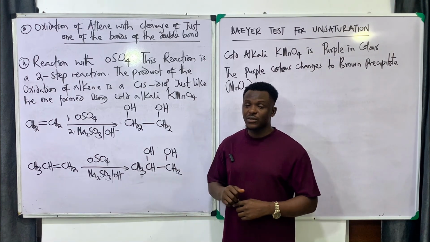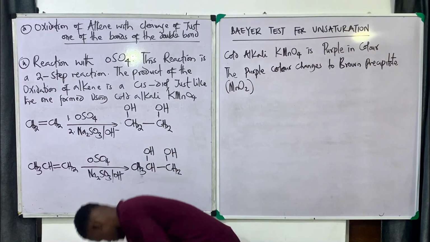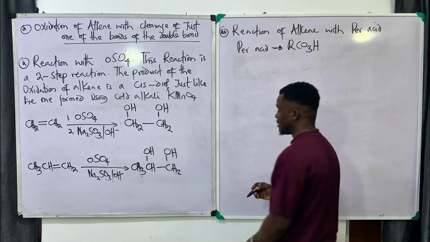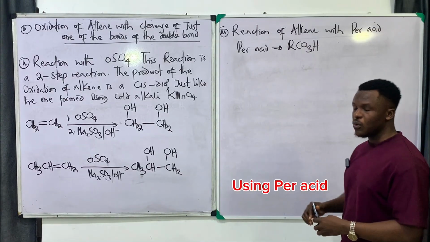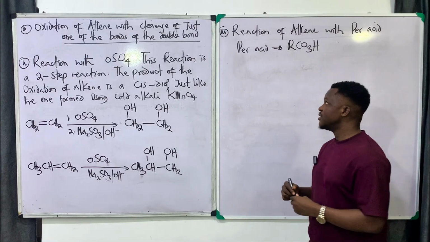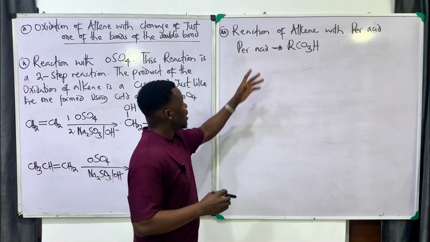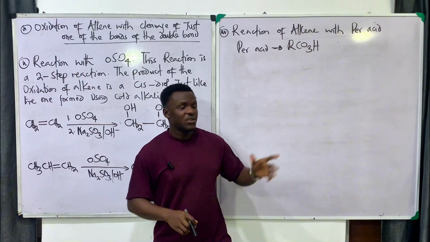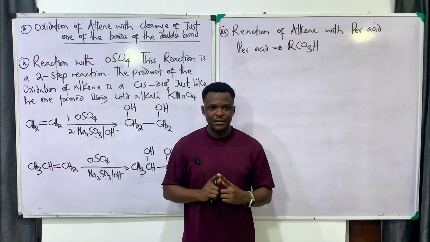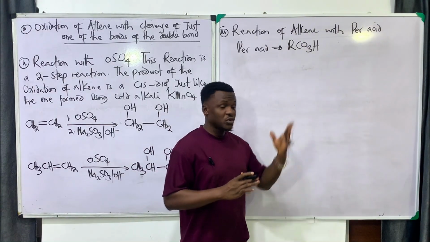Now peracid is the one that will give us a trans-diol. It's something that has formulas like this, RCOOOH, like three oxygens at the center. Now before I proceed, let me say this. Oxidation of an alkene using peracid first is going to give us an epoxide, right? So the first thing is that it's going to give us an epoxide. I'm going to show us here.